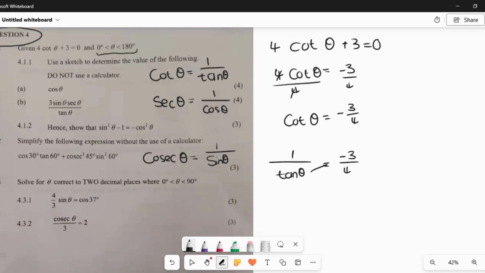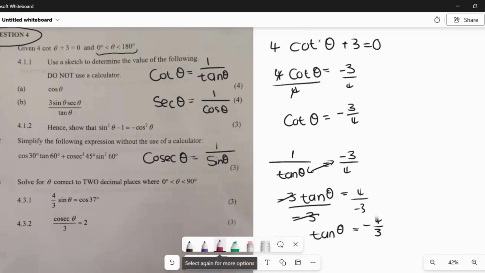And then we cross multiply there. I'm going to have -3 tan theta, and then 4 times 1 is 4. And then again, we divide by -3. This cancels that, and then our tan theta is equal to -4/3. Always, we need to work within the functions that we know.